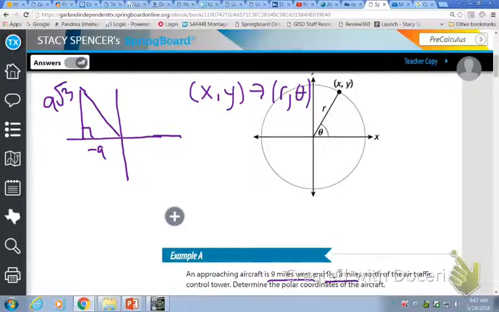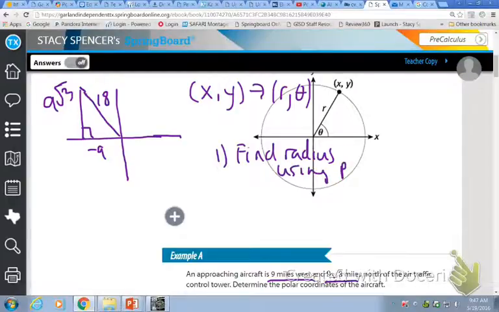So you ended up with an 18 for your radius. How did you find your radius? Pythagorean theorem. Okay, so over here, what did we do? We found radius by using Pythagorean theorem. And that gave us our radius.